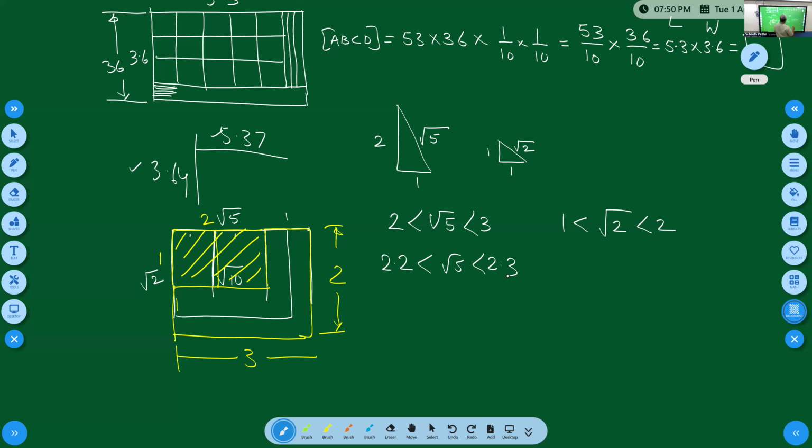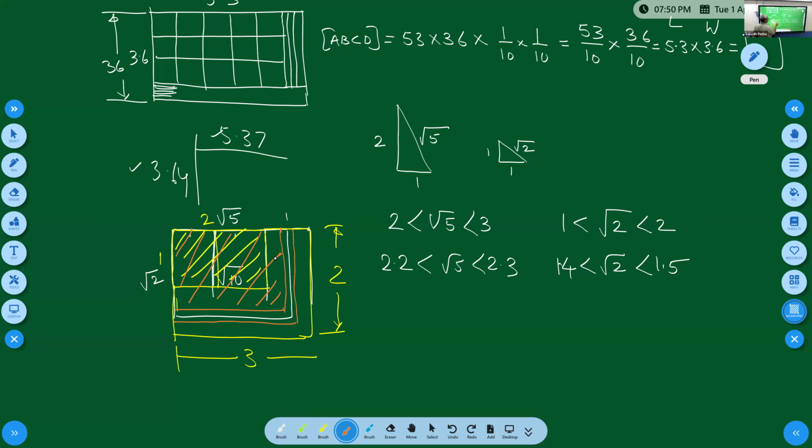And here 1.4 is smaller than √2, which is smaller than 1.5. Squares are 1.96 and 2.25. Do you understand? So now I have a better rectangle here. So let me draw the 2.2 rectangle and the 1.4 rectangle. So now the orange rectangle area is relatively closer to the required area, and then this also has come back. So this is where we are.